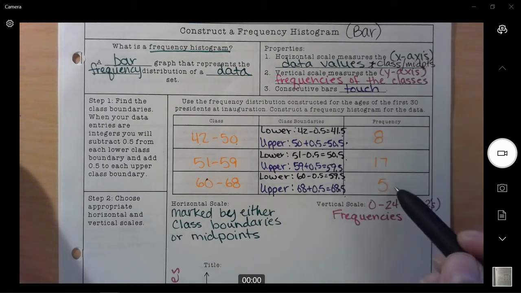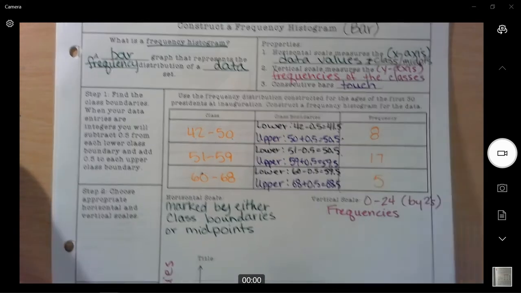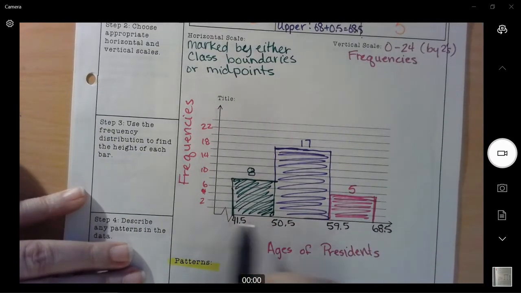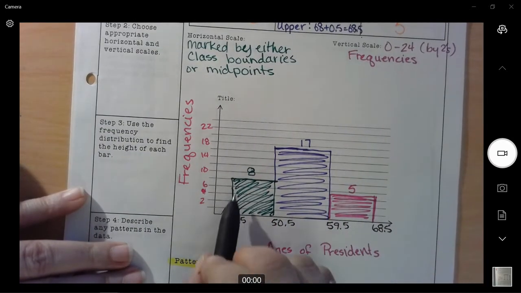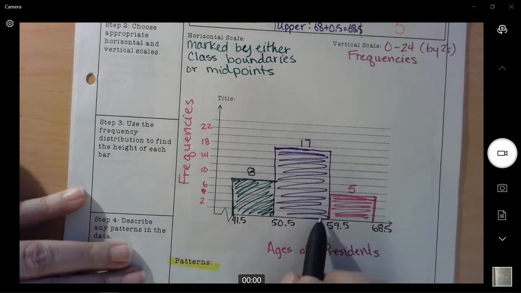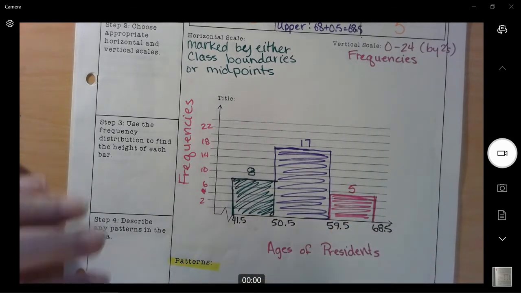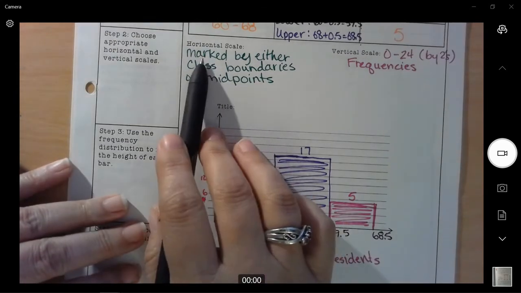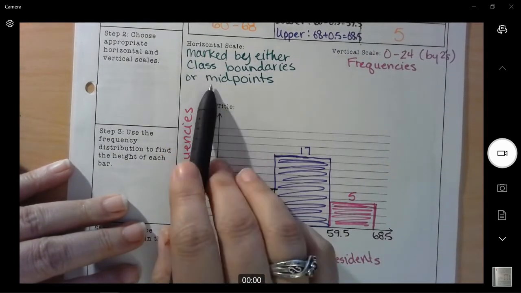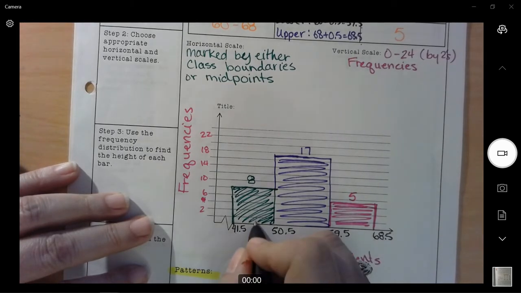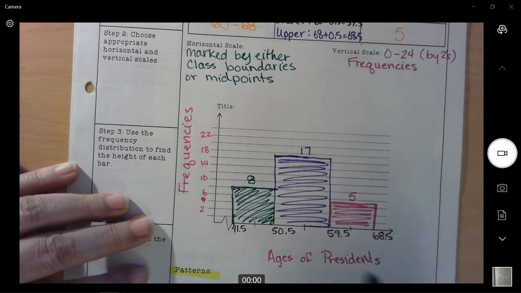The frequencies won't change. That has nothing to do with it. That comes off of our table. What we're doing is allowing ourselves to create our scale so that the bars themselves will connect and overcome any kind of error that might have happened. So we're going to be marked by either the class boundaries or the midpoint. So you may have 41.5 to 50.5, 59.5, or you could have put a tick mark in the middle of these and marked them with their midpoints. Okay.